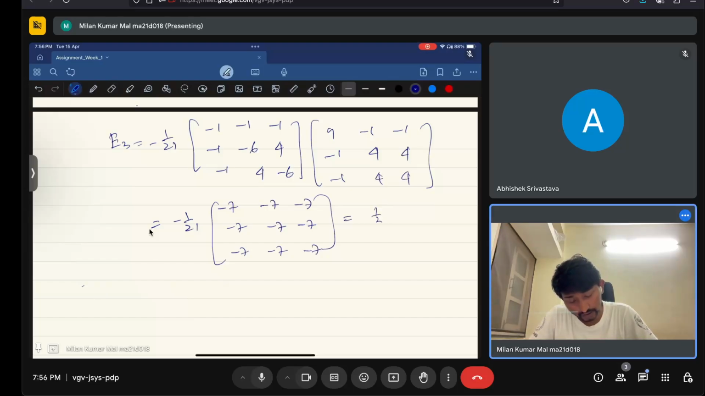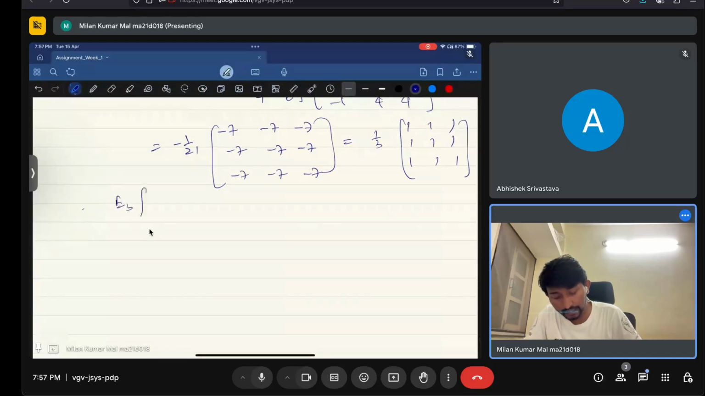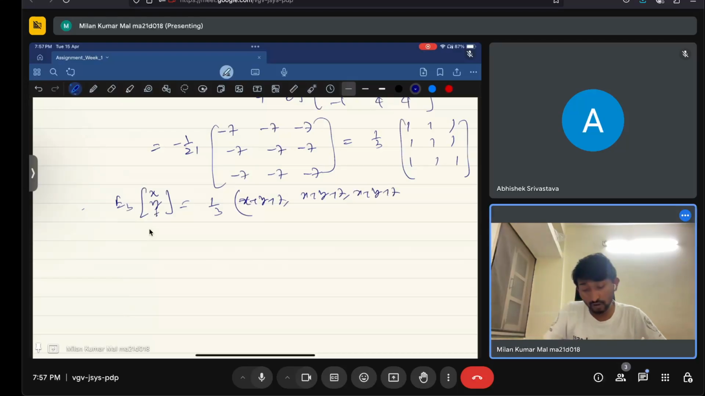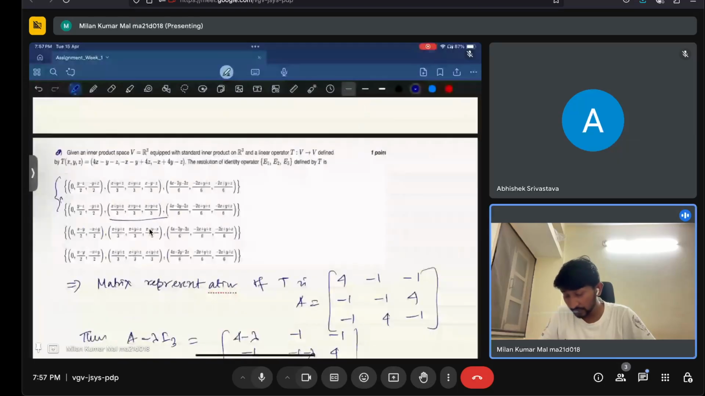So 1 by 3, with all entries 1. So this is the matrix. So therefore, what will we get? E3 of x y z will be 1 by 3 times (x plus y plus z, comma x plus y plus z, comma x plus y plus z). So this is the thing. So let's go to the options. The first two options were there, and all are plus. So this is the correct one, and all others automatically become false.